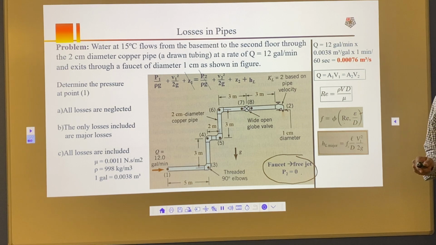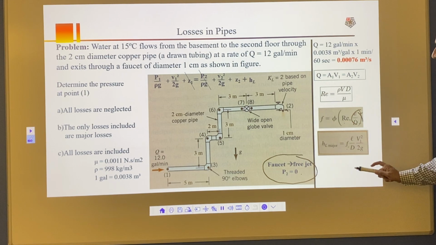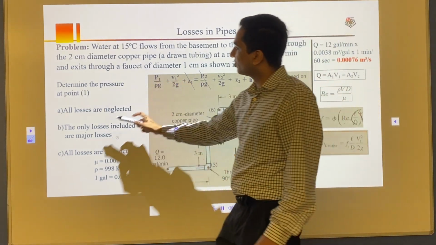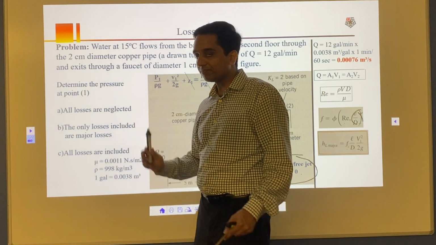Diameter should be in the same units as epsilon. So 2 centimeters is 20 millimeters, and the diameter in this case should be in millimeters. With epsilon in millimeters and diameter in millimeters, you will get epsilon by d. With epsilon by d and the Reynolds number, calculate the friction factor, put that friction factor here, get your HL major, put that HL major here, and calculate P1. The only losses considered are major losses. That's the second part of the problem.